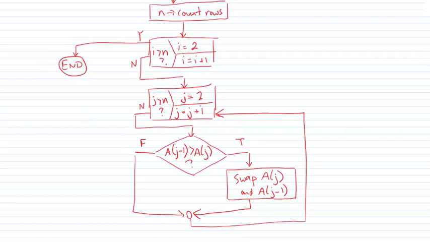Then we reconvene and we bump j up by 1. Once we've done all the pairwise comparisons, then we bump up to the outer for loop and we do the second pass, or the next pass, where each pass does n minus 1 pairwise comparisons, and we keep going and going until we're done and we end.